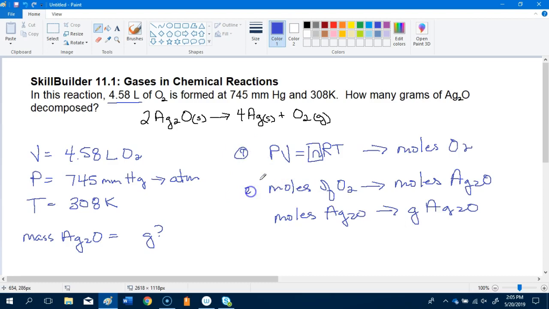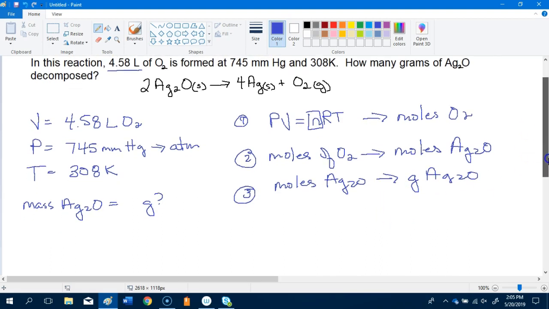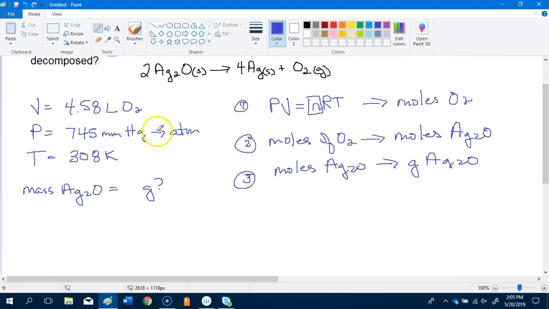Step 1, find moles of oxygen. Step 2, convert moles of oxygen to moles of silver oxide. And step 3, moles of silver oxide to grams of silver oxide. So let's go ahead and do that, but first we need to convert 745 millimeters of mercury to atmospheres. So I'm going to do that calculation right here.